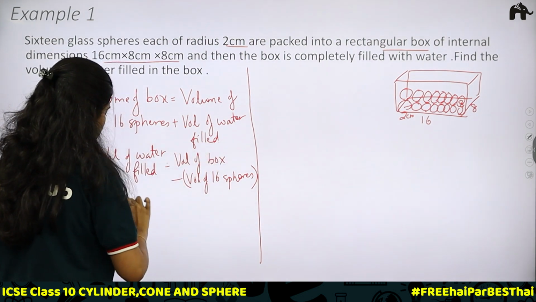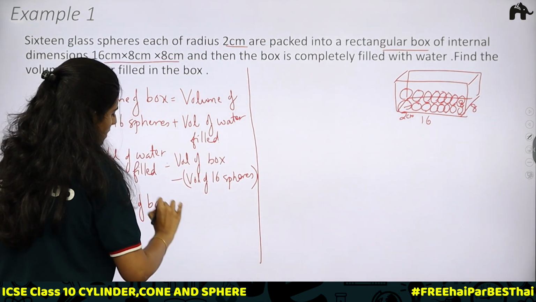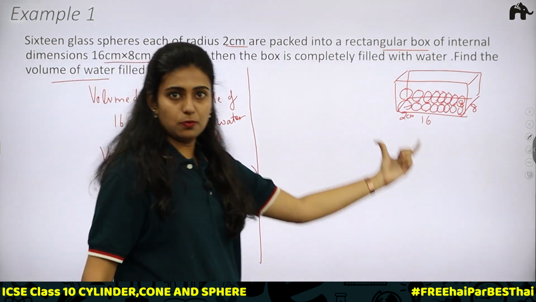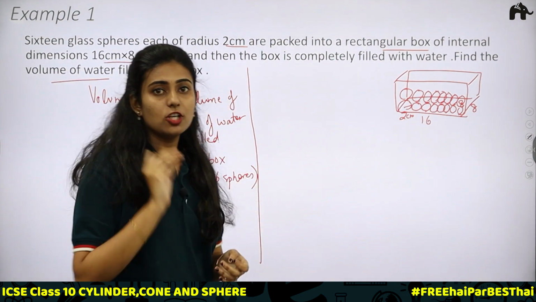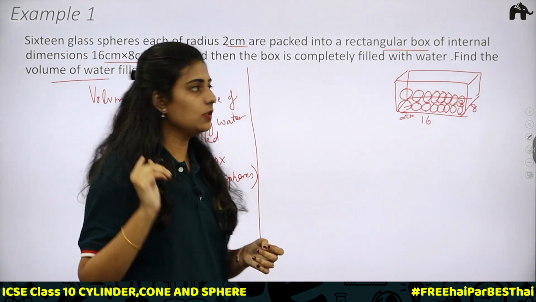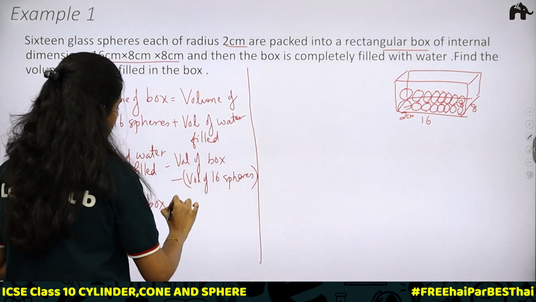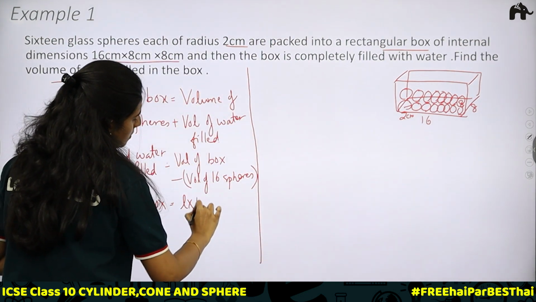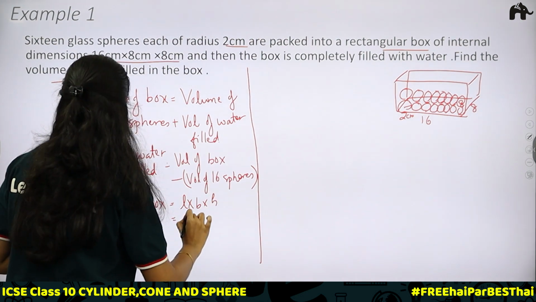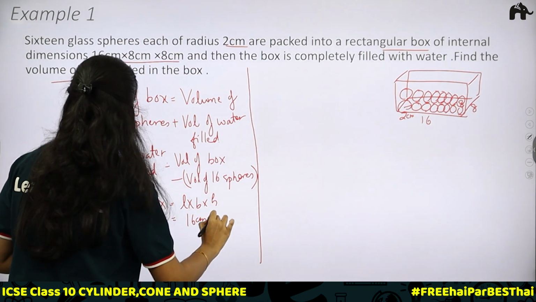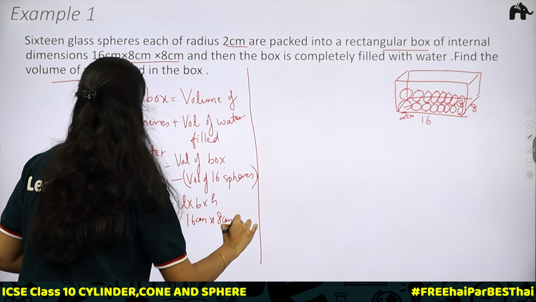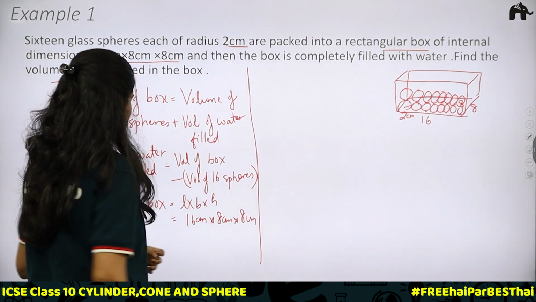What is the volume of box? The box is in the shape of a cuboid. For a cuboid, we know volume is equal to length into breadth into height. Here we have L into B into H is equal to 16 cm into 8 cm into 8 cm.